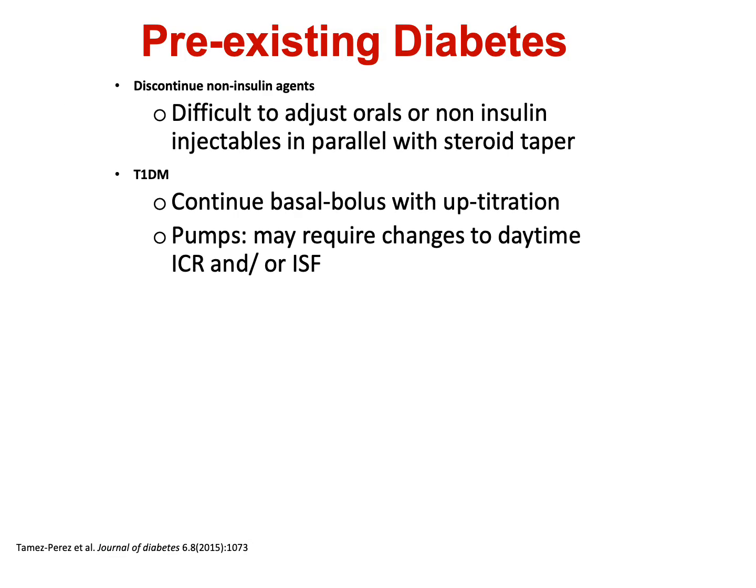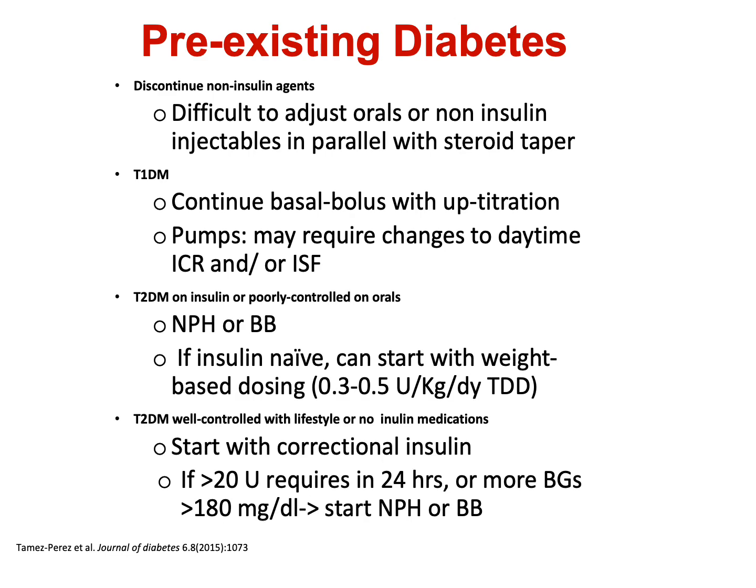How about pre-existing diabetes though? So discontinue non-insulin agents. This is in hospital. It is difficult to adjust oral or non-insulin injectables in parallel with steroid tapering. In type 1, continue basal bolus with up-titration. If on pumps, may require changes of daytime insulin carbohydrate ratio. They usually compute this. In type 2 DM on insulin or poorly controlled on orals, use NPH or basal bolus.